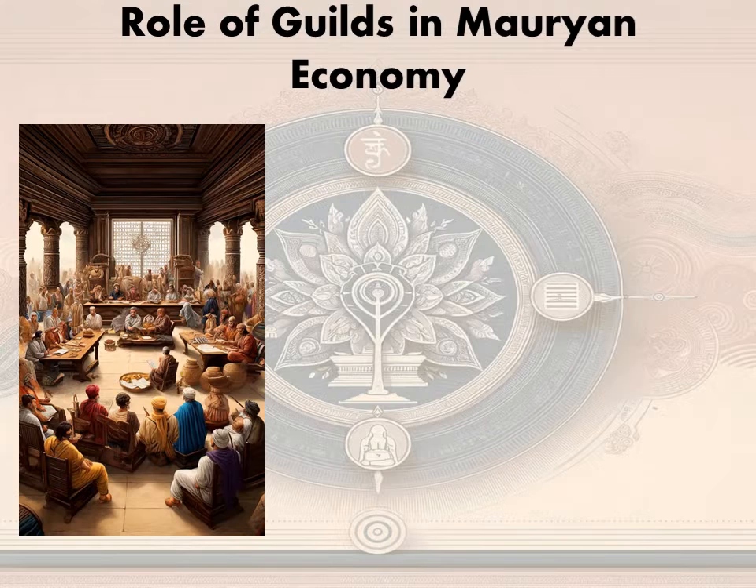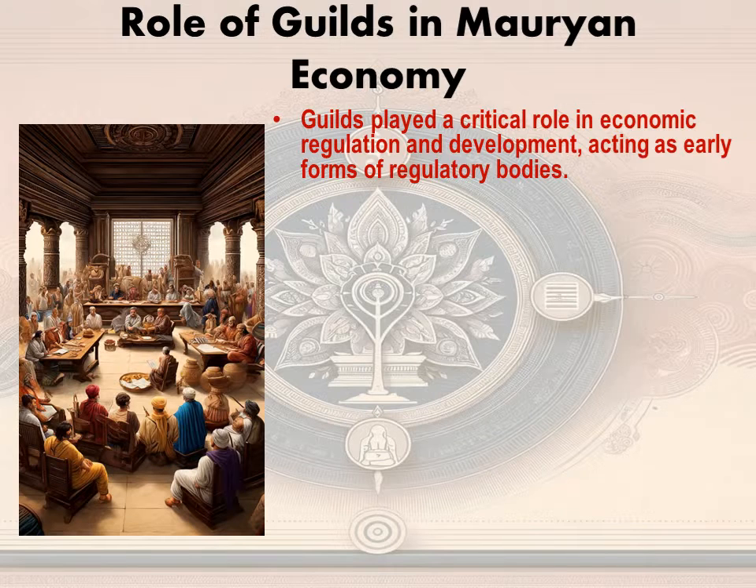Now, as I have said, there were specialized trading activities. Those specialized trading activities had some kind of committee of elders who used to control them, and those committees were called trading guilds. Guilds played a critical role in economic regulation and development, acting as early forms of regulatory bodies. So they were the trade regulatory bodies or unions which facilitated the fair conduct of trade.